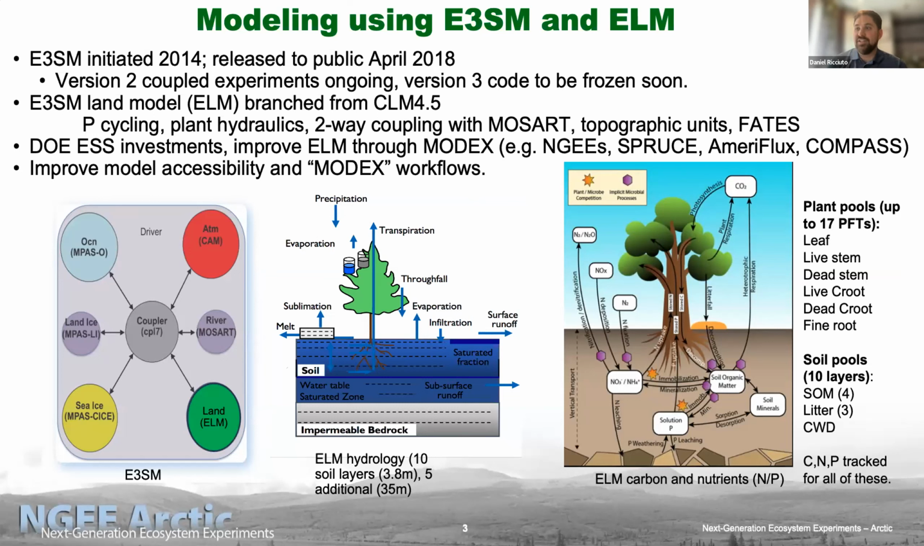ELM's hydrology is relatively simple. It's a 1D Richards equation formulation, so there's no lateral connectivity. We have in the model 10 soil layers that get progressively thicker as you go down, all the way down to 3.8 meters. And then there's 5 additional layers of bedrock that go down to 35 meters.